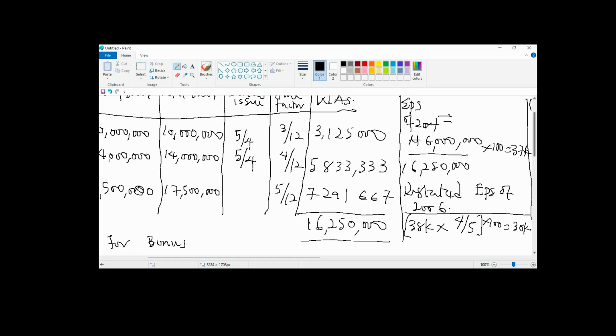The opening balance of 2008 will now be 17,500,000, my sister. This is it. If there's nothing happening during that year, I will divide by 17,500,000.